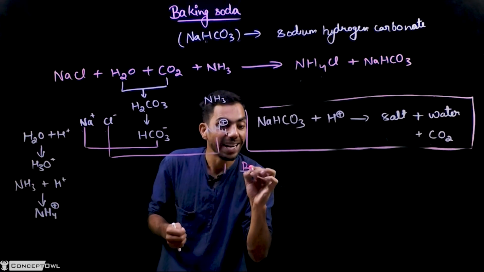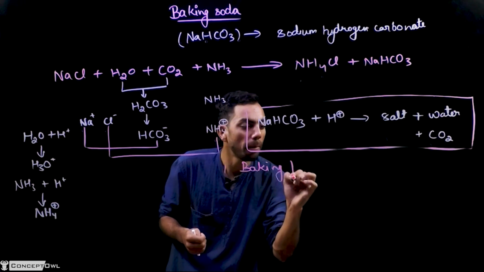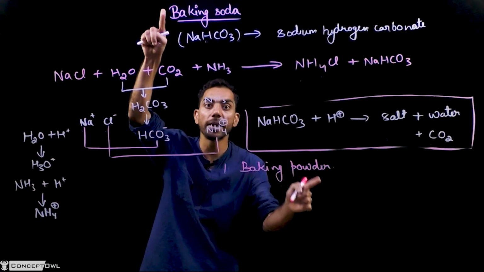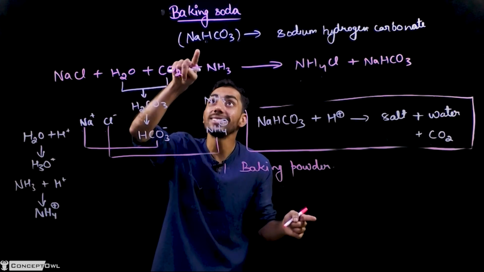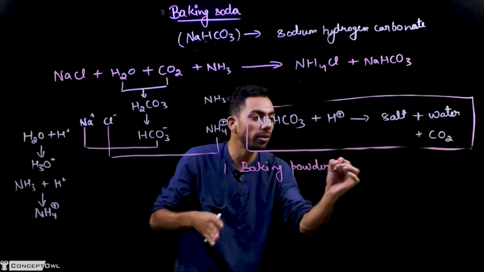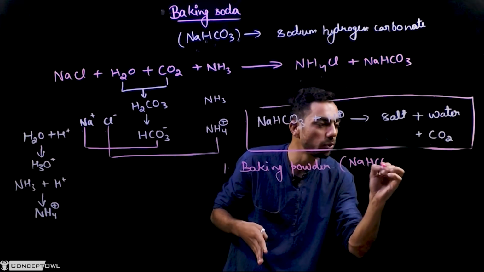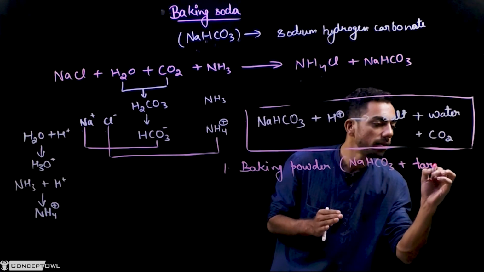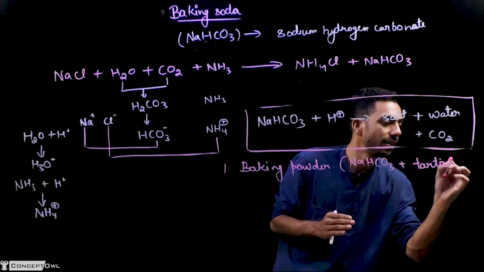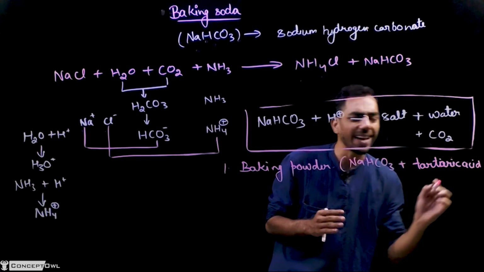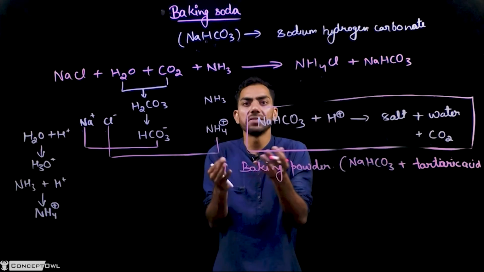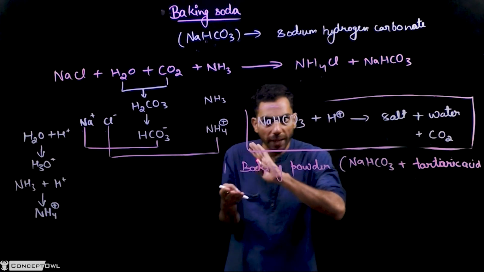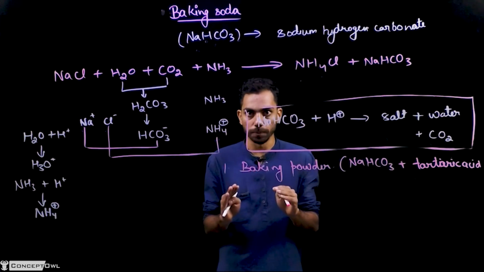First use is in the preparation of baking powder. So what is the difference between baking soda and baking powder? Baking soda is just NaHCO3. Baking powder is a mixture of NaHCO3 plus tartaric acid. Tartaric acid is a weak, or you can say mild, edible acid, meaning it's not that strong and you can eat it also.